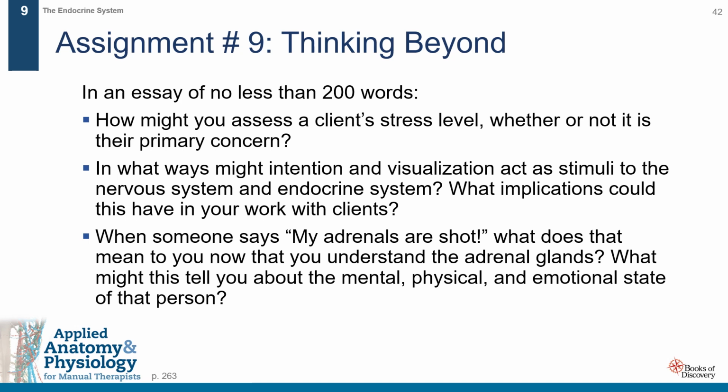Okay, so we've reached the end of today's lecture, and for assignment number 9, we're going to be using the Thinking Beyond points that are in the Applied Anatomy and Physiology for Manual Therapists, the Archer and Nelson textbook, and in an essay of no less than 200 words, how might you assess a client's stress level, whether or not it is their primary concern? In what ways might intention and visualization act as stimuli to the nervous system and endocrine system? What implications could this have in your work with clients?